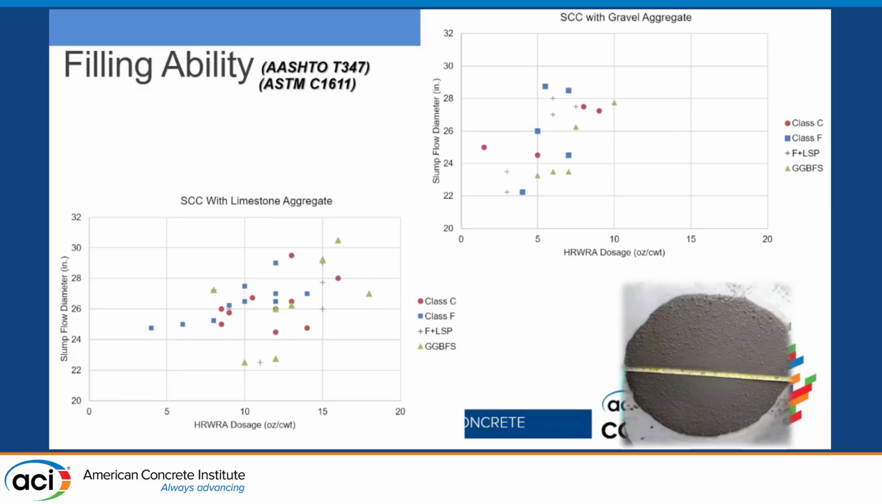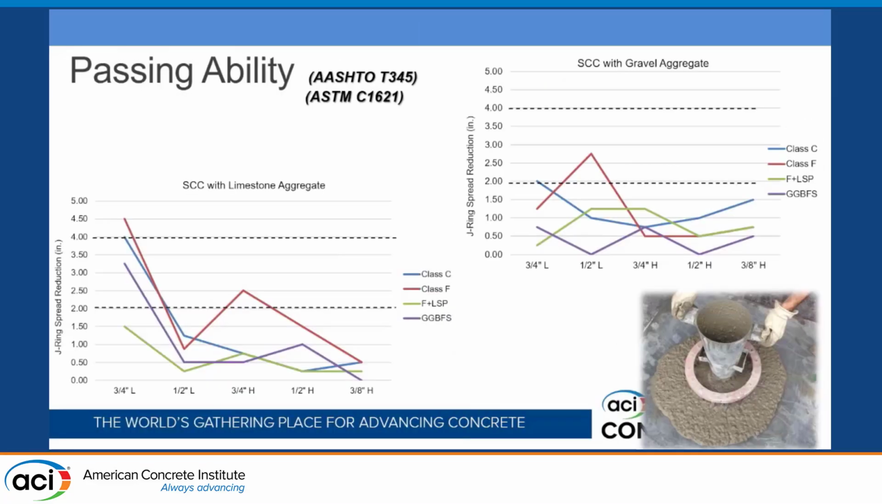I showed you earlier that it has the lowest size in terms of particle compared to the other material. But again, you don't see a really conclusive result from that. You can have a wide range of flow based on the high range water reducer. That's a more effective parameter than the SCM itself. So try to look at other properties and how the SCM can affect that.